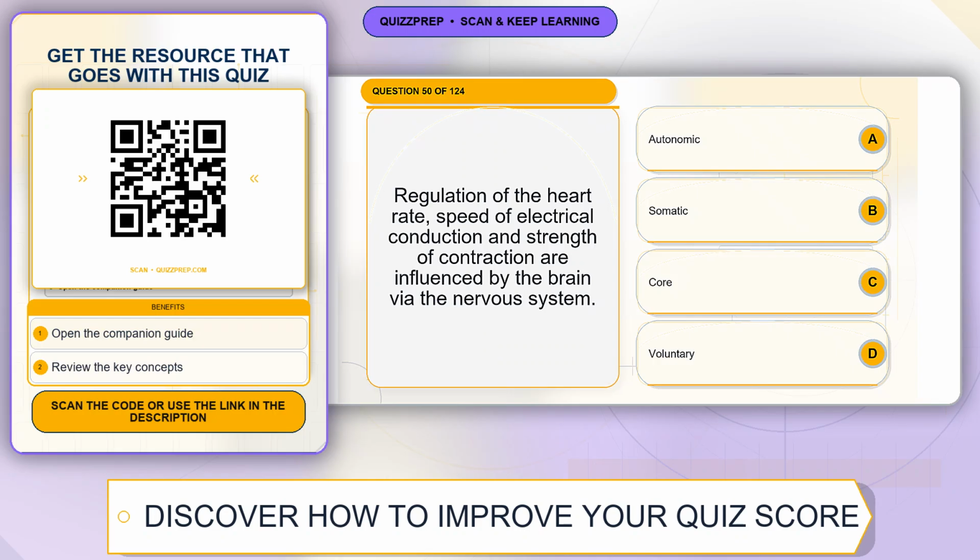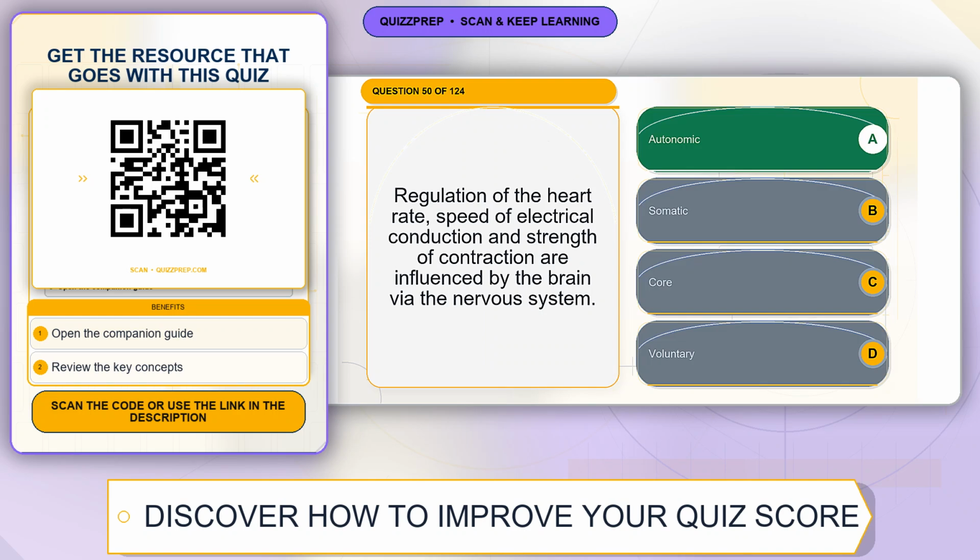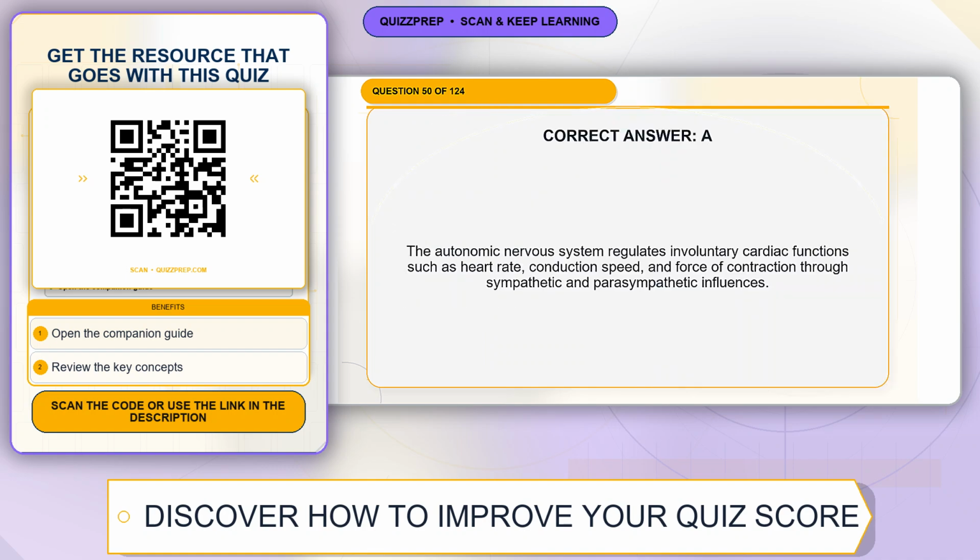Question 50. Regulation of the heart rate, speed of electrical conduction and strength of contraction are influenced by the brain via the nervous system. Option A, autonomic. Option B, somatic. Option C, core. Option D, voluntary. The correct answer is option A, autonomic. Explanation. The autonomic nervous system regulates involuntary cardiac functions such as heart rate, conduction speed, and force of contraction through sympathetic and parasympathetic influences.